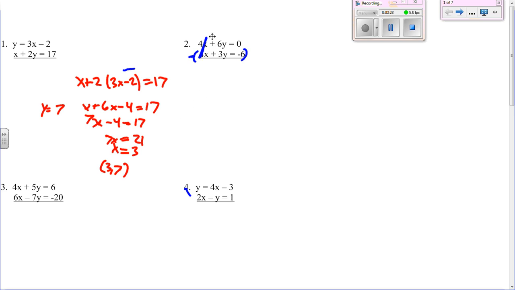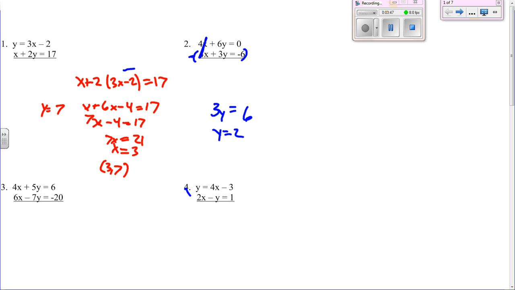Then it's 6y minus 3y, which gives you 3y. And then 0 minus a negative 6 is a positive 6. Divide by 3. y equals 2.